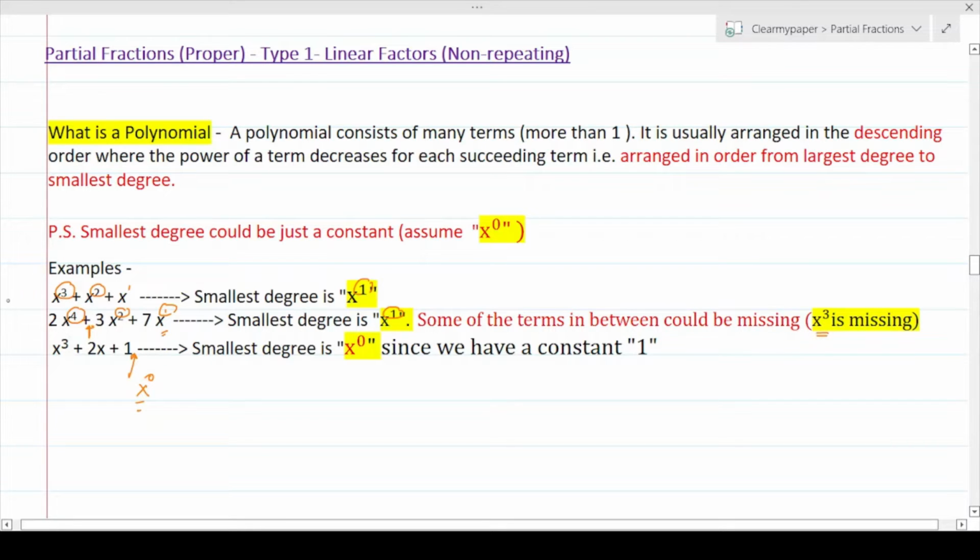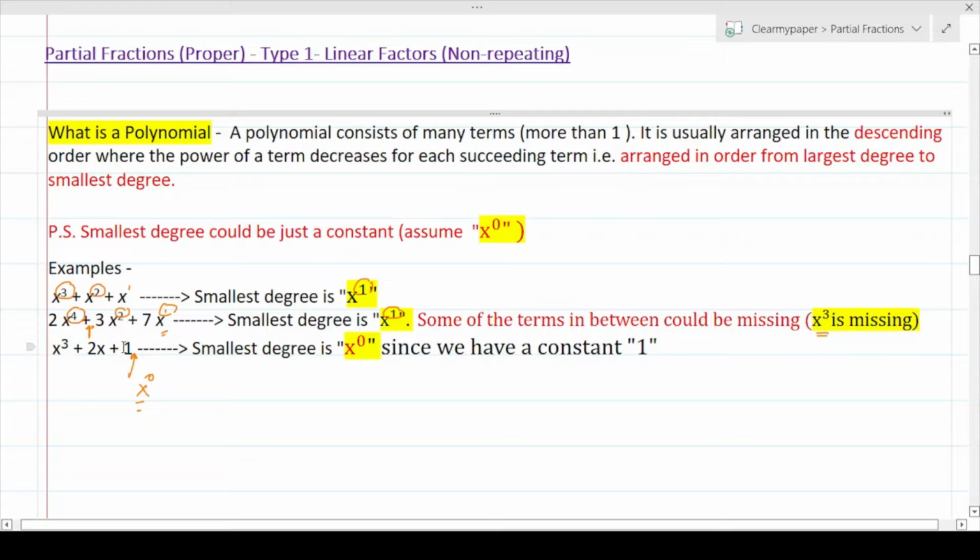So it could be in all assorted formats. The only thing is that it's going to be in descending order, and the last term might be a constant. If it's a constant, mentally assume it's x to the power 0 multiplied with that constant, meaning the x is still present there. That concept will help you solve partial fractions. The notion of doing that mental math, of thinking about the polynomial in descending order, will always help you, and we'll see that in the next few steps.